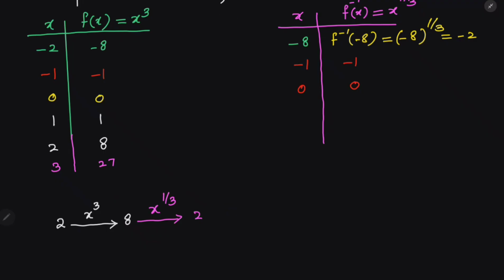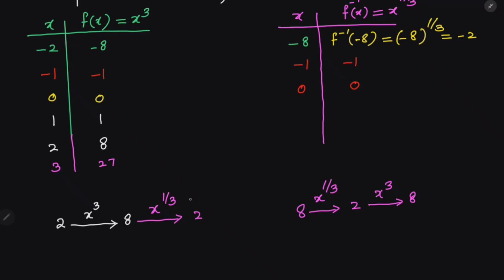Similarly, if we have 8, and we put that value 8 into x raised to power 1 by 3, then our answer is 2. And from this 2, we can write x cube. If we put that value 2 into x cube, the answer is 8.